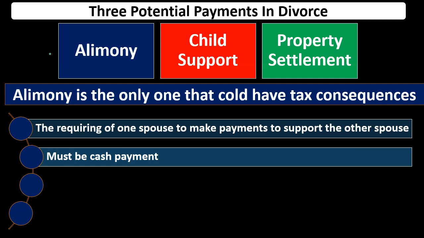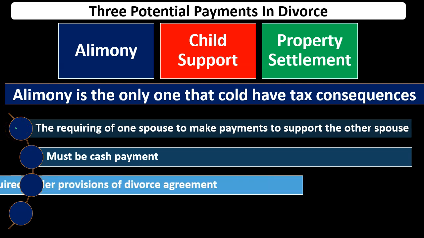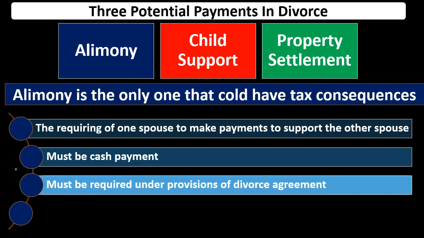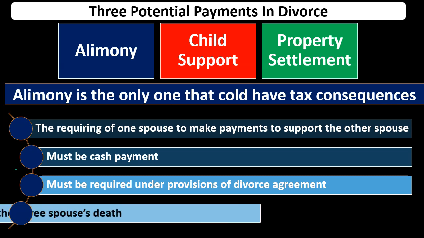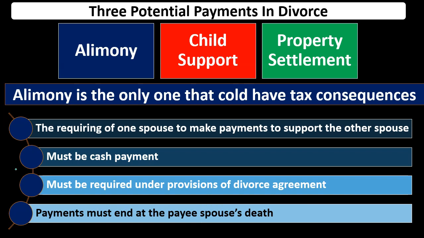It's the requiring of one spouse to make payments to the other spouse, so the payments are happening in the future. They must be in cash, so we're talking cash payments, and must be required under provisions of the divorce agreement. So you can't just make a payment and say, I'm categorizing that as alimony, if it's not part of the settlement of the divorce agreement. Payments must end at the payee spouse's death.